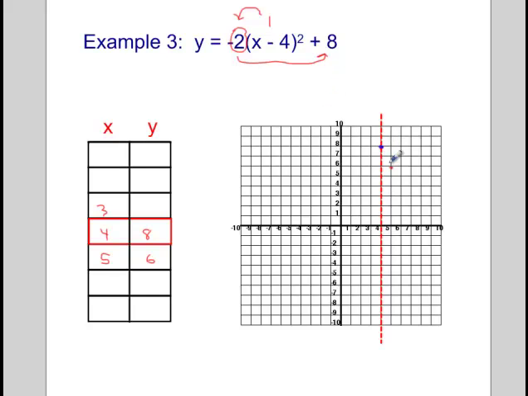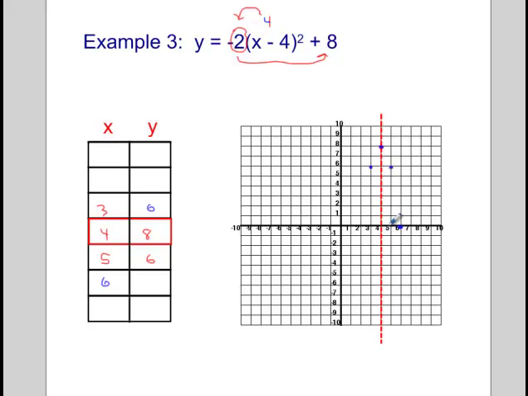Here's my axis of symmetry. Let me change the color on these points. Let's flip this one over 1. That meant it should have been at 3 and 6. And I'm going to put in 6. 6 minus 4 is 2. 2 squared is 4. 4 multiplies a -2. That's -8. -8 plus 8 is 0.